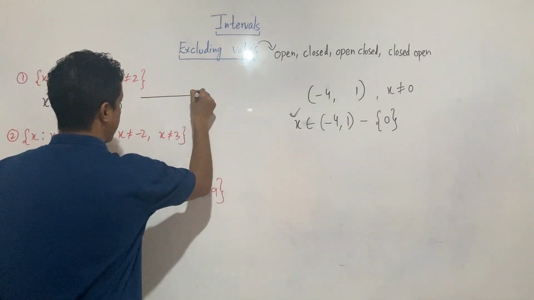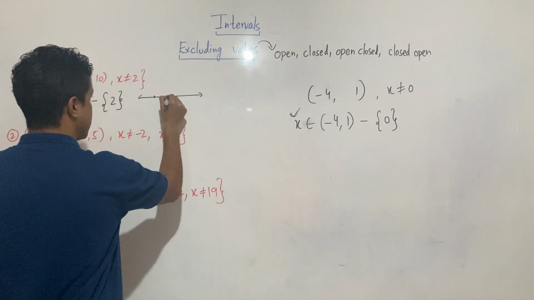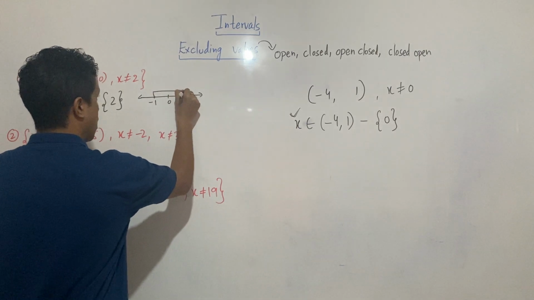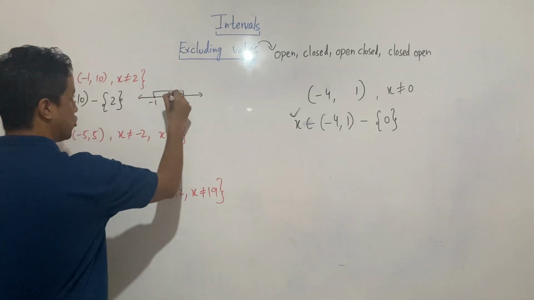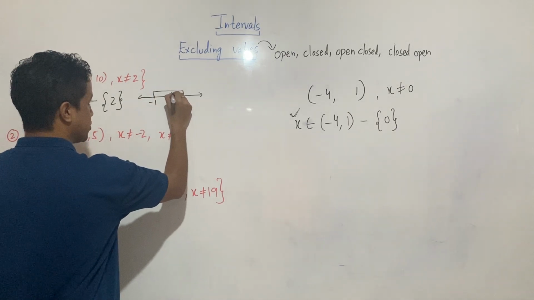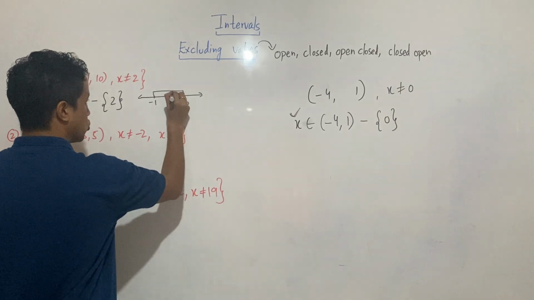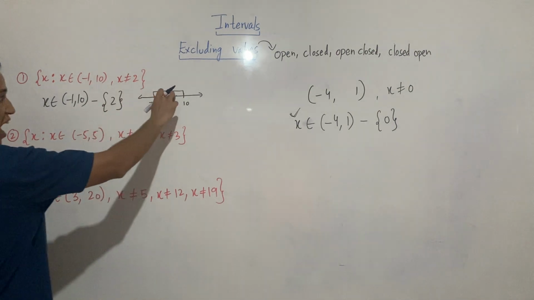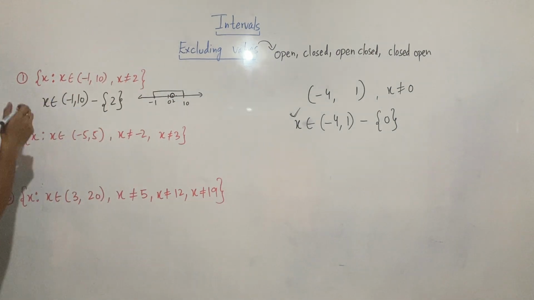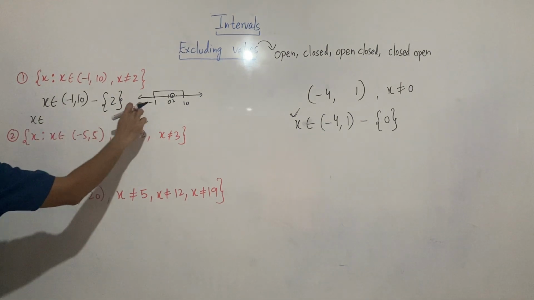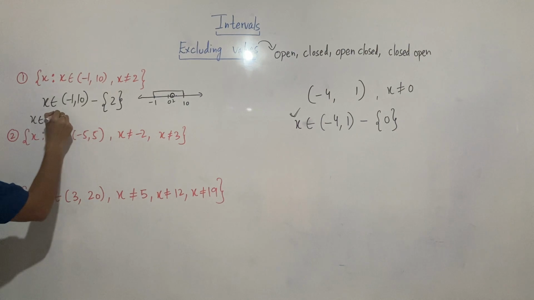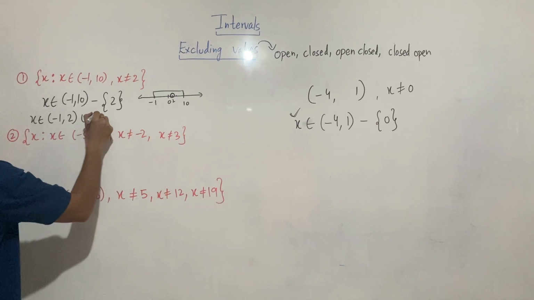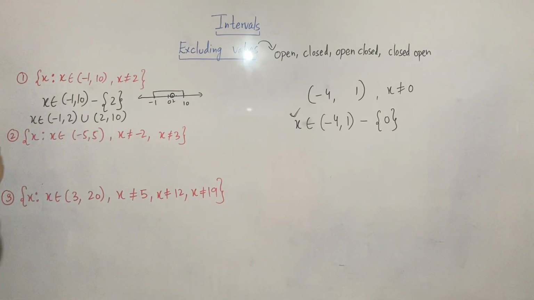Or what could be the other way? If you make a number line, here you have -1, here you have 10, so your x lies in this interval, but it cannot take the value 2. So 2 is here, and I'm putting a hollow dot, which means that I cannot take 2. Now see here, what is the other way to write this? Here x belongs to (-1, 2) union (2, 10). Okay, this is also true.